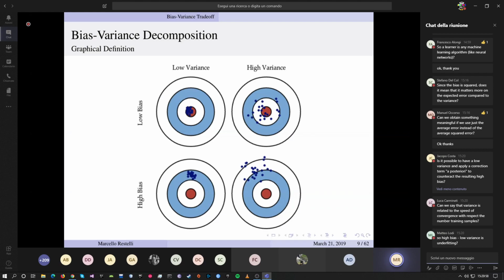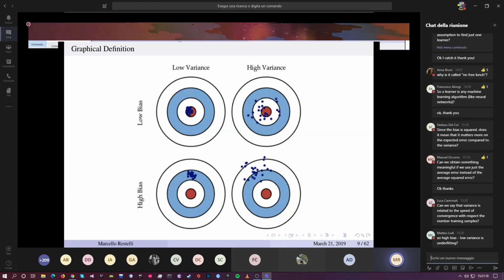High bias, low variance is underfitting, yeah. While low bias, high variance is overfitting. Okay. But better than saying underfitting, overfitting, I prefer to talk about bias and variance because it's more concrete as a reasoning.